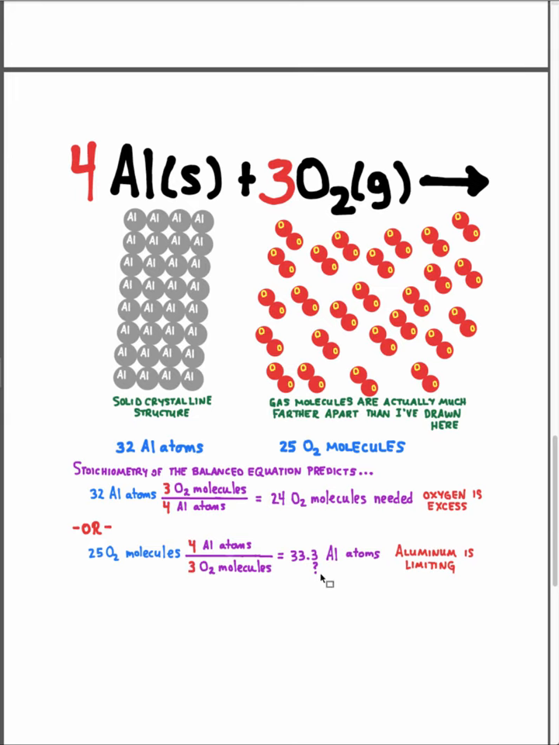33-ish. Why did I put a question mark there? I don't know, it's wrong. By that, I mean 33 is more than 32, so for 25 molecules of oxygen, I would rather have 33 aluminum atoms, and I don't have that. I have less than that, so I'll call aluminum limiting, oxygen excess. If I knew oxygen was excess, I could already say aluminum is limiting, or if I knew aluminum was limiting, then I could say oxygen was excess, so I wouldn't have to do both of those.